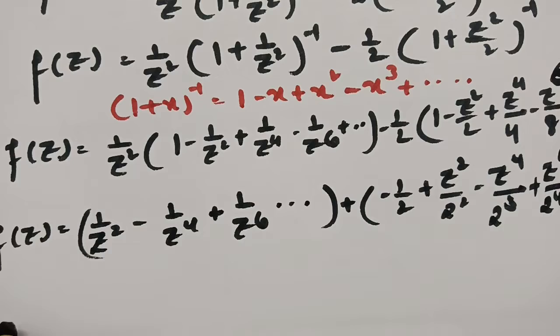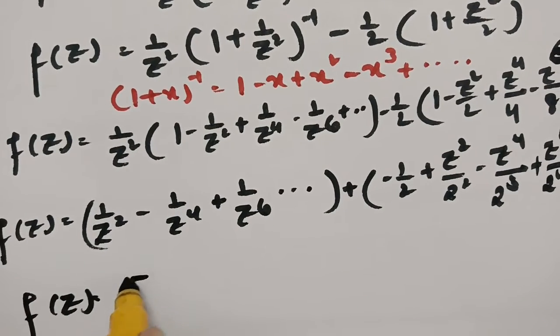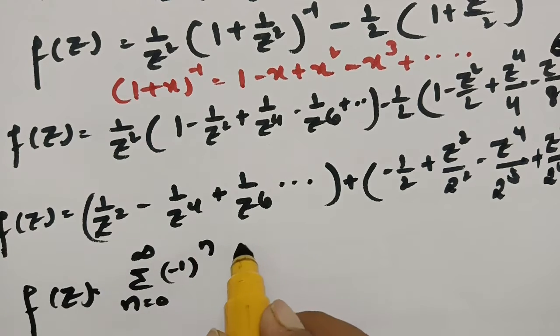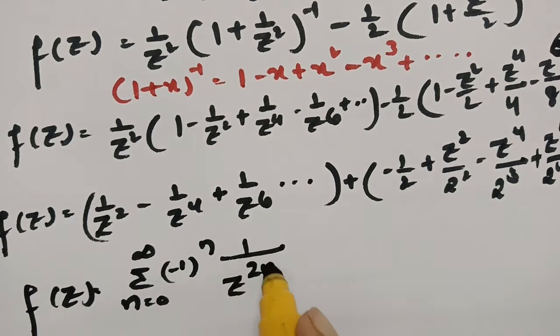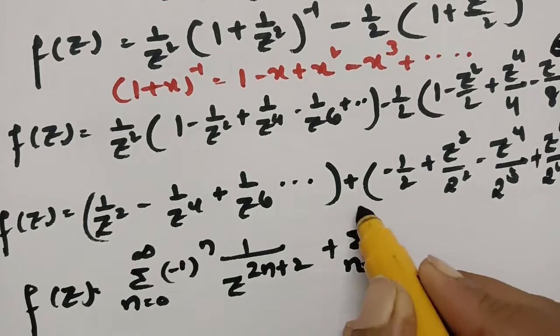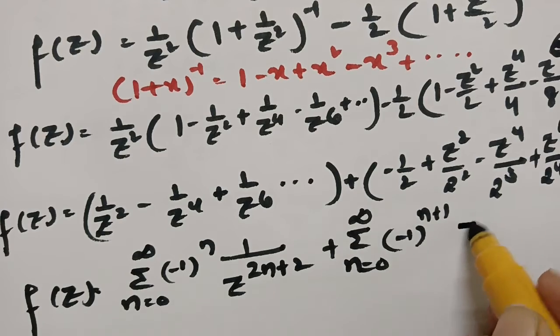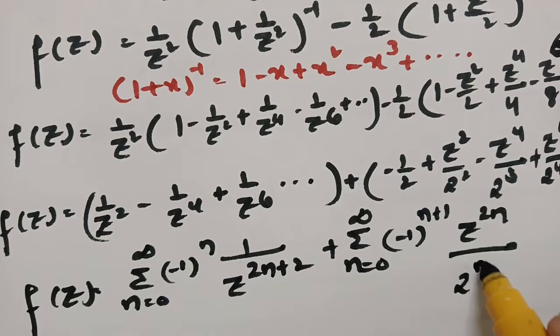So f(z) can be written as sigma n equals 0 to infinity, alternate plus or minus, therefore (minus 1) power n, 1 by z power 2n plus 2, plus here also sigma n equals 0 to infinity, (minus 1) power n plus 1, here in the numerator even powers, that is z power 2n by 2 power n plus 1.